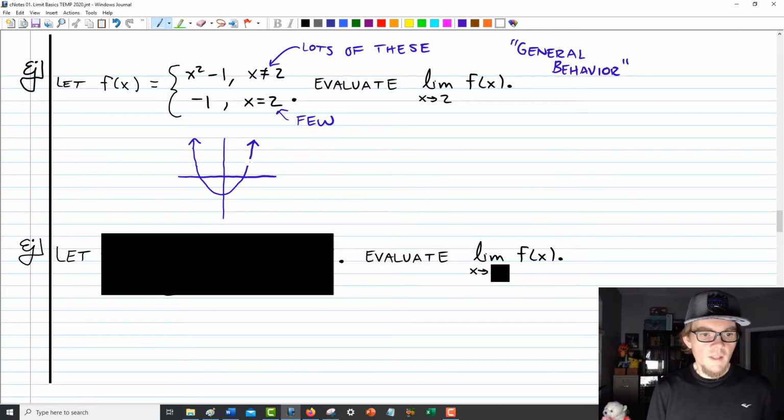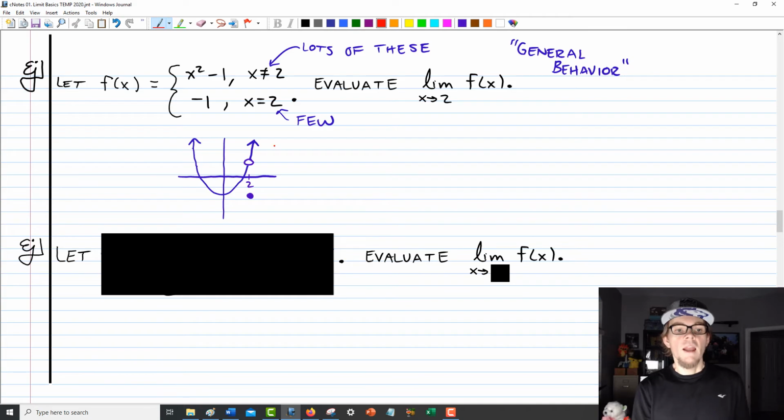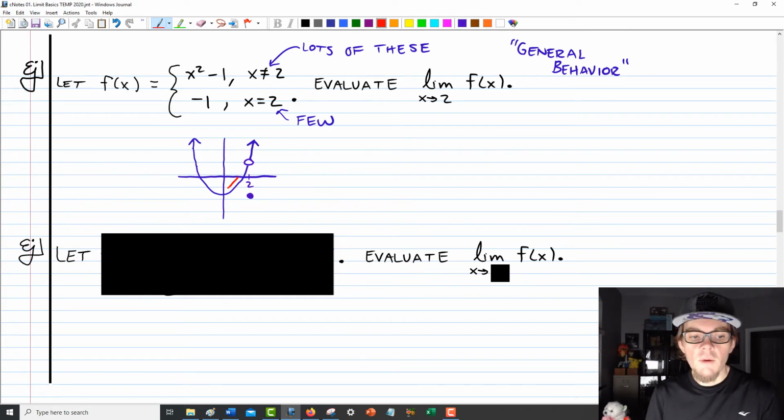So the only place that it would be different would be right here. Right there at 2, there's a hole missing. It says the value would be -1. But everywhere else, we're looking at this parabola. And the reason that comes up is, now look what happens with our limit.